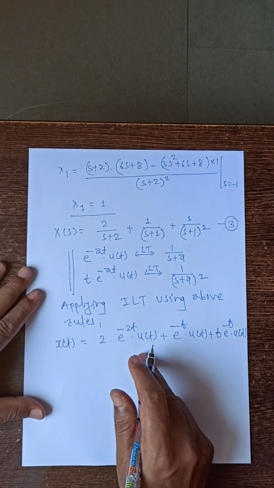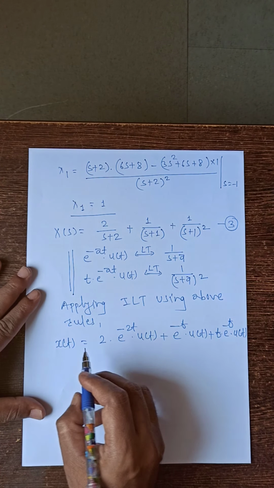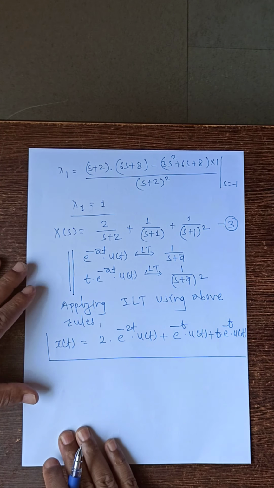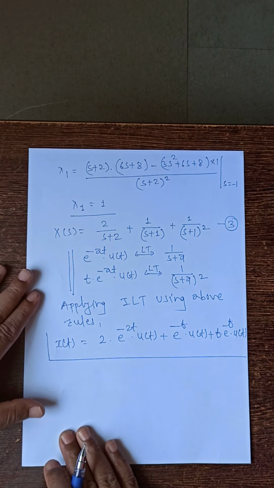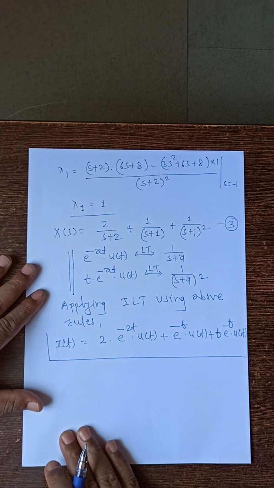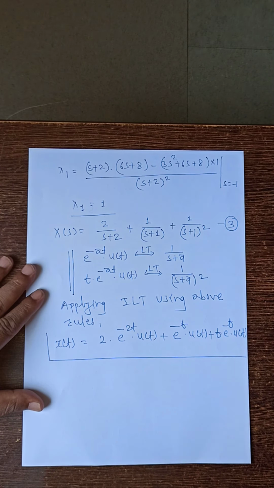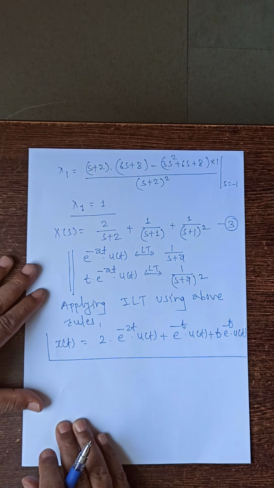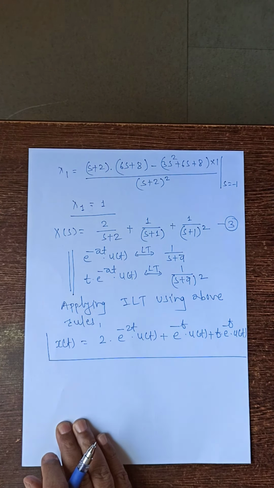So this is for a right-handed signal. This is the inverse Laplace transform of the given X(s). You can take u(t) outside, no issue, or you can keep the terms as they are. So this is the inverse Laplace transform of the given X(s).